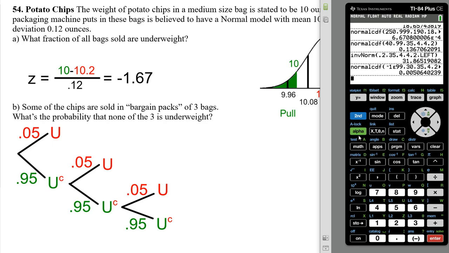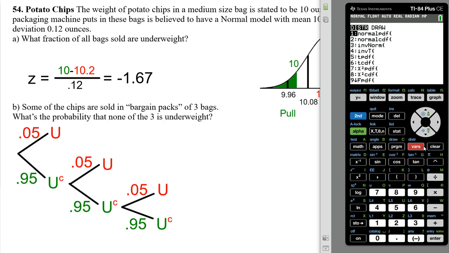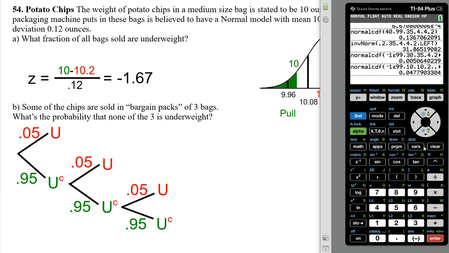We'll put that in. Again, we're going to go to the second variables distribution menu. We'll go to the CDF. Negative infinity, our upper bound is 10, centered at 10.2 with a standard deviation of 0.12 ounces. Alrighty. So they're saying about 4.8% of all bags would be underfilled.